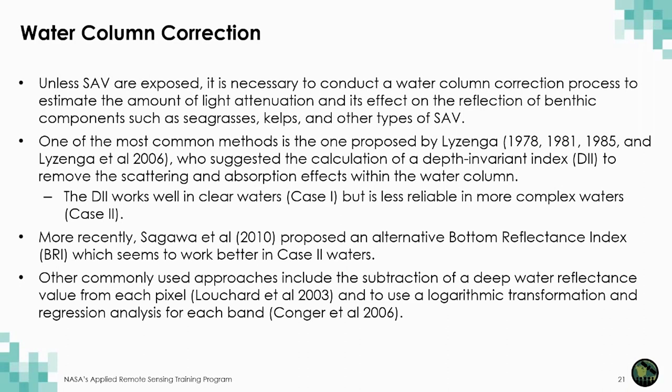Lyzenga suggested the calculation of what's called a depth invariant index, or DII, to remove the scattering and absorption effects within the water column. Now, later, other researchers have found that this index works very well in clear waters, or what we call case one waters, but it's less reliable in more complex waters, like in case two waters that have a higher dominance of sediments and other particulate matter in the water column. More recently, Sagawa in 2010 proposed an alternative method, which is called a bottom reflectance index, or BRI, which seems to work better in case two waters than Lyzenga's method.